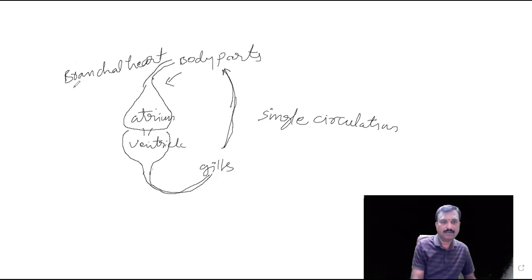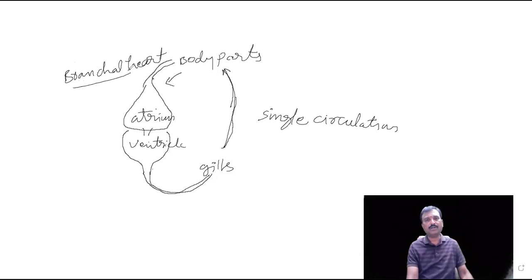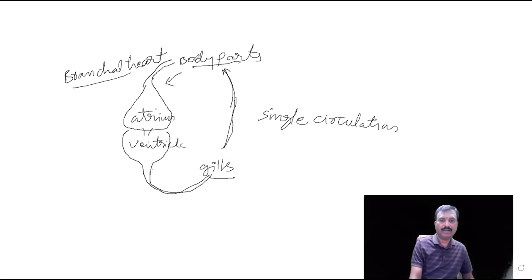Branchial heart means it is supplying blood to the gills. After oxygenation in the gills, the purified oxygenated blood goes directly to the body parts. From there, deoxygenated blood comes to the atrium. In this way, single circulation is there in fishes.